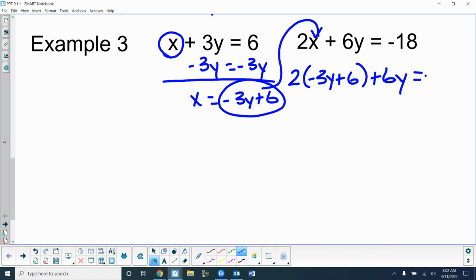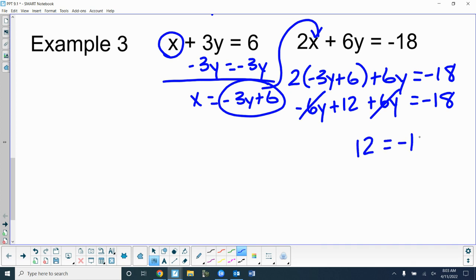Any questions on that? Distribute the positive 2. We get negative 6y plus 12 plus 6y equals negative 18. What happens to these two 6y's? They cancel. So I get this statement. Is that a true or a false statement? That's a false statement, okay? So when you get a false statement, you just say there's no solution. There's no number that you can put in for x and y that will work in both. That's what we're trying to figure out: what x value and y value works in both.